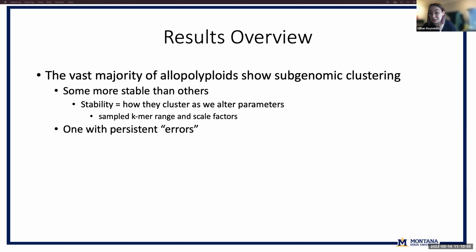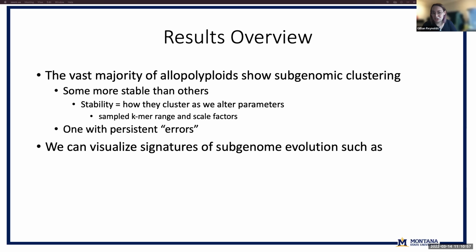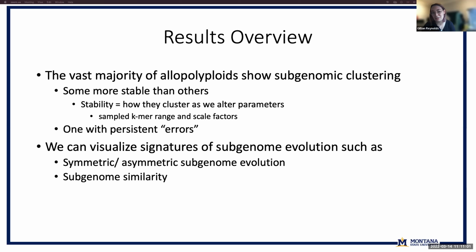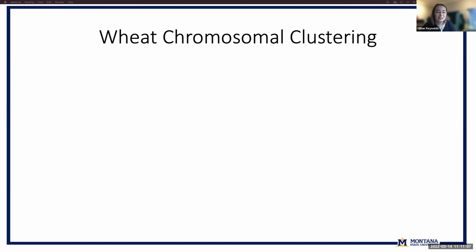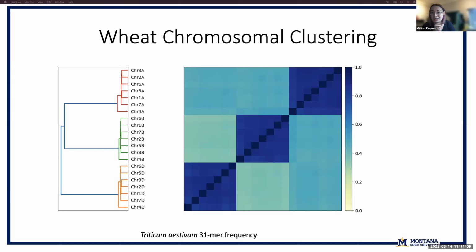It's just, I can't yet explain it. And we can visualize signatures of subgenome evolution, such as symmetric and asymmetric subgenome evolution, subgenome similarity, and the degree of similarity between subgenomes and their progenitors. I'm just going to talk you through this one example because the rest are going to come up quite thick and fast.